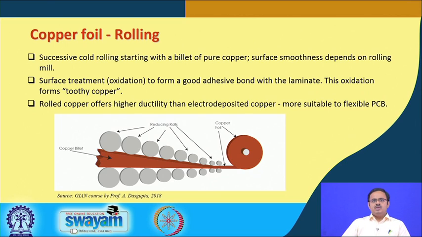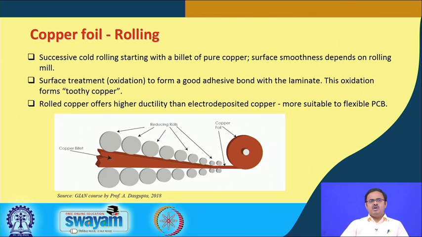Okay. So, the surface smoothness or surface roughness depends really on the rolling mill, on the rolls that are present. So, this is not going to be a heavy duty rolling mill that you see in a steel plant, let us say. This will be more delicate and more sophisticated. The surface treatment is to form a good adhesive bond with the laminate. So, again like before, we will do a surface treatment both to prevent oxidation as well as to form a good adhesive bond.